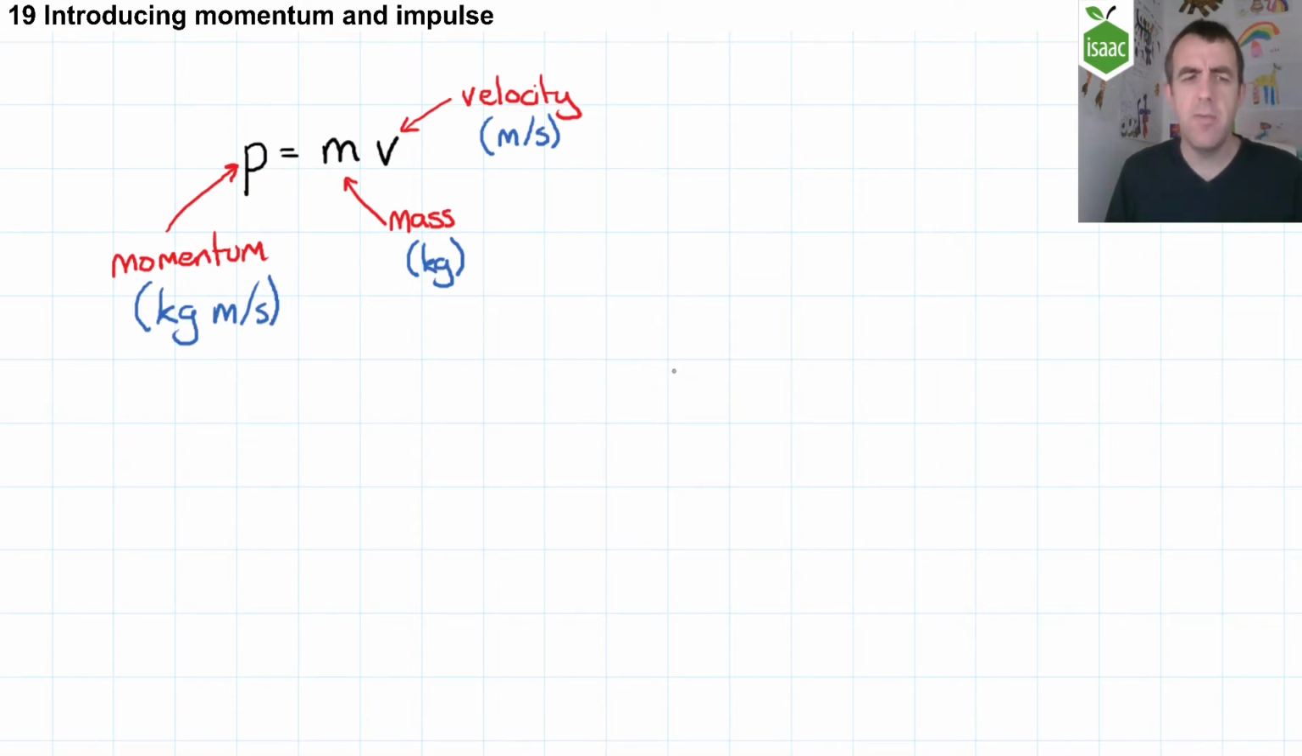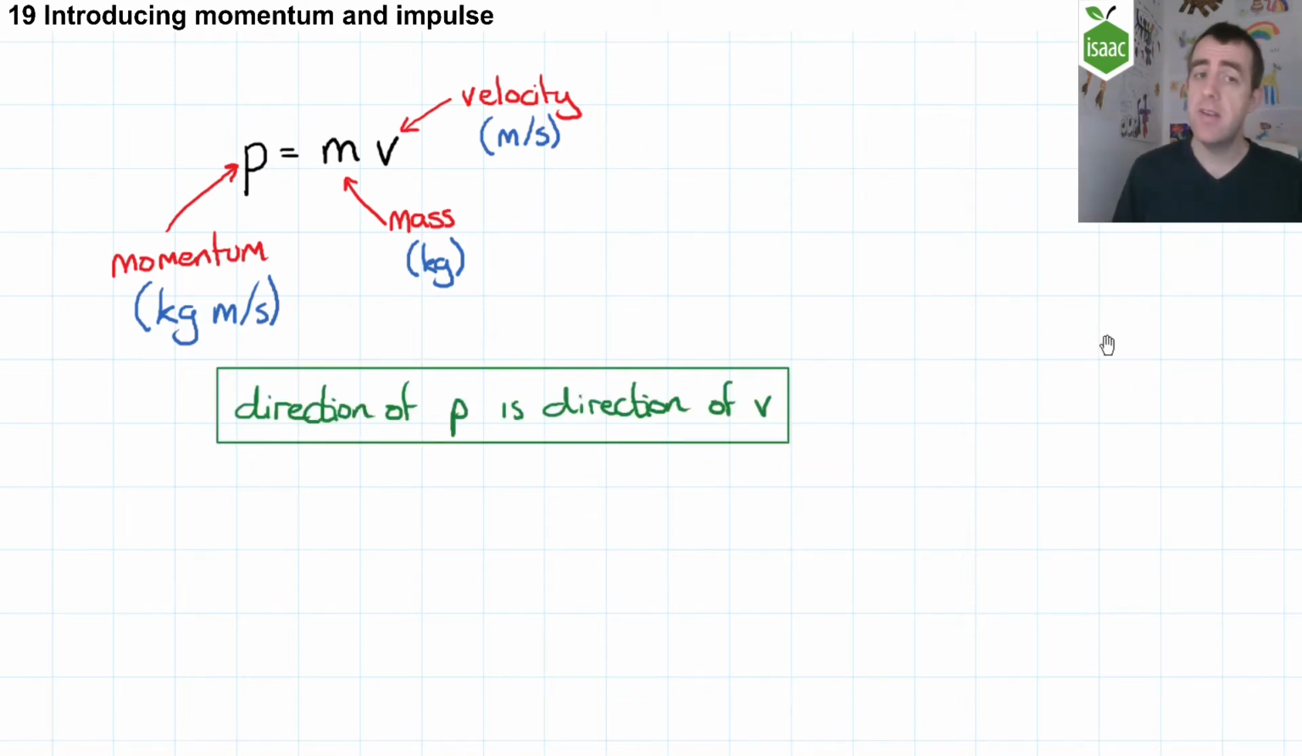And it can feel uncomfortable the first time you talk about the unit kilogram meters per second because you're used to saying "per" between units, but this is correct. Momentum is a vector, which means the direction of the momentum is the same as the direction of the velocity. And usually at GCSE level we talk about forward or backwards momentum and forward or backwards velocity, rather than doing anything too complicated in 2 or 3 dimensions.